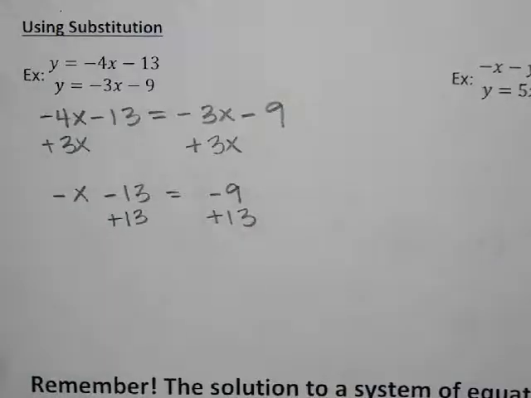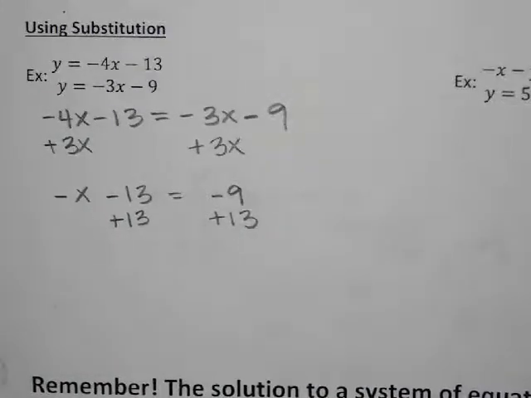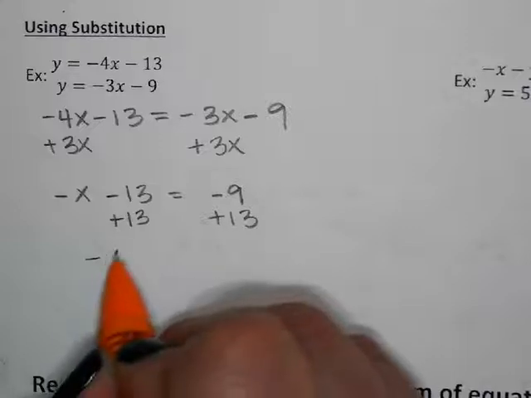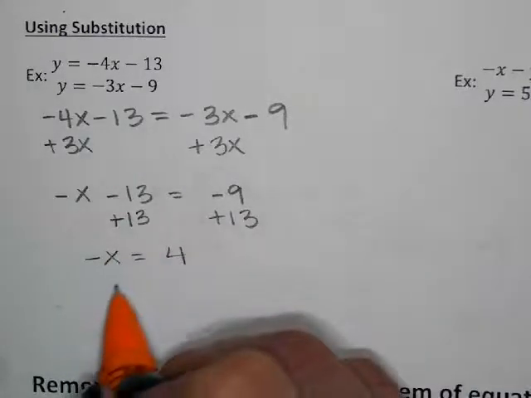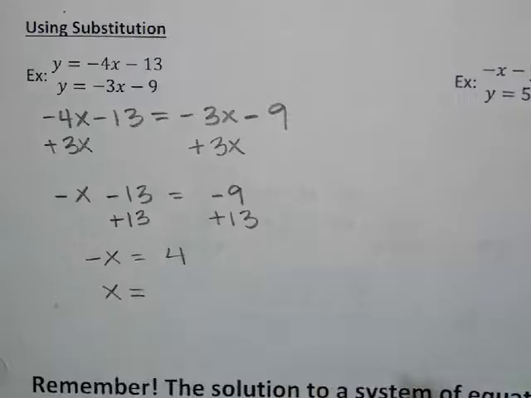What's negative 9 and positive 13? 4. So negative x equals positive 4. So then positive x equals negative 4. Okay. Well, that's not our final answer because we have to have two lines that cross. We have to have an x coordinate and a y coordinate.